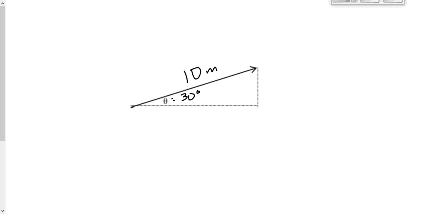How much of that 10 meters is x? How much of that 10 meters is y? Well, what we want to do first is identify what is the x component and what is the y component. We're going to label this as x. If we can find this, that's the x component of the 10. Does that make sense? How much of that 10 is x?